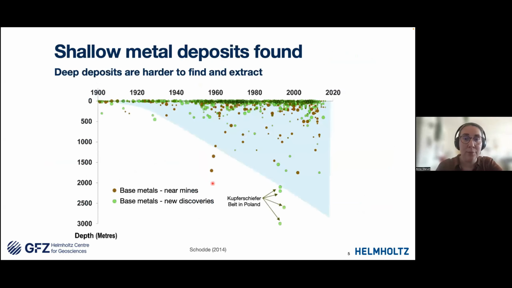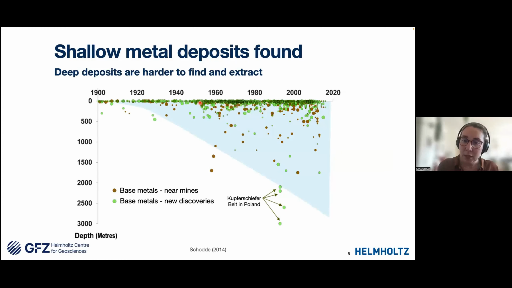However, the number of new discoveries of major base metal deposits globally has been few over the last decades, and most shallow deposits have been found. So we must explore for metal deposits at greater depths, which is much harder to do. It's more expensive and it requires different techniques.